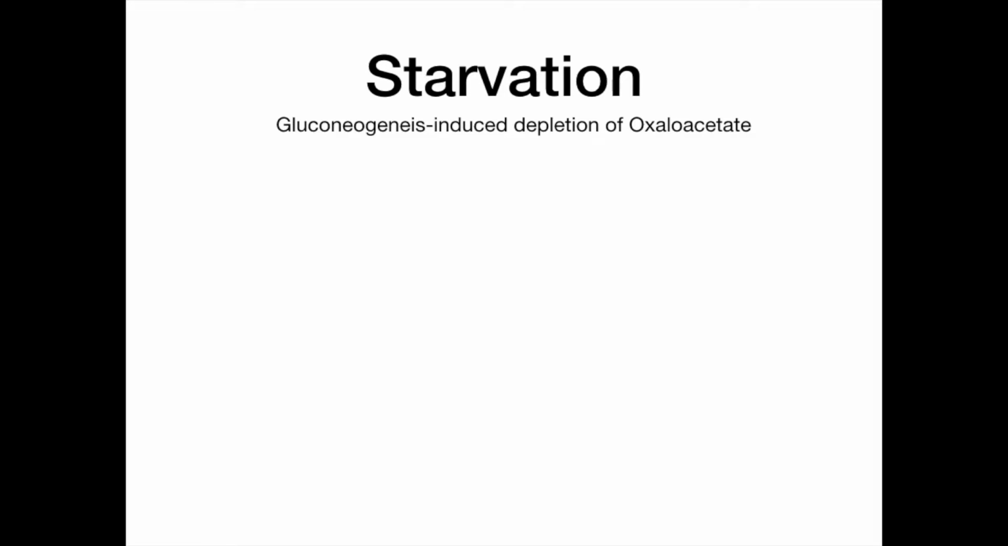And I'm going to show you a diagram that will explain this, simplify everything, and help you memorize this really high-yield concept. So in starvation, you have gluconeogenesis-induced depletion of oxaloacetate. Now, to remind you, this is what gluconeogenesis looks like, if it's very, very simplified. You start with pyruvate, you convert the pyruvate to oxaloacetate, and then you go back up all the way back to glucose. So this is basically the opposite of glycolysis.